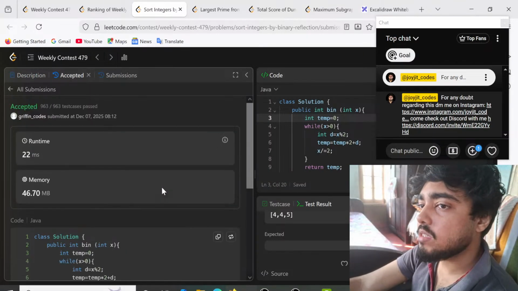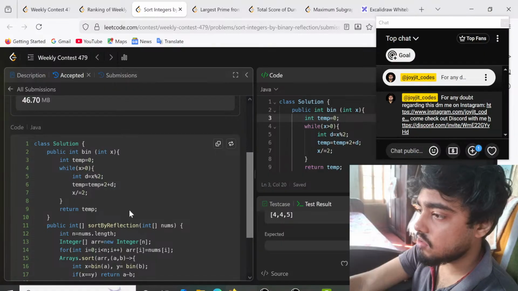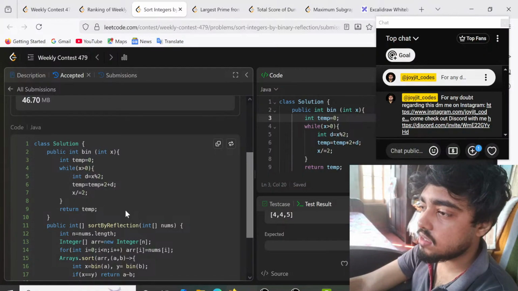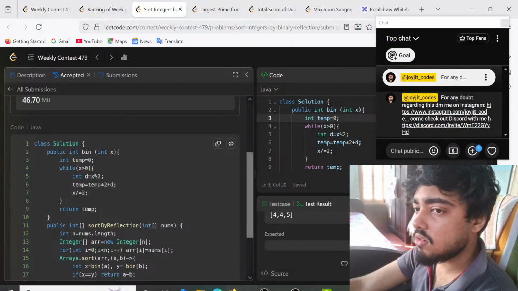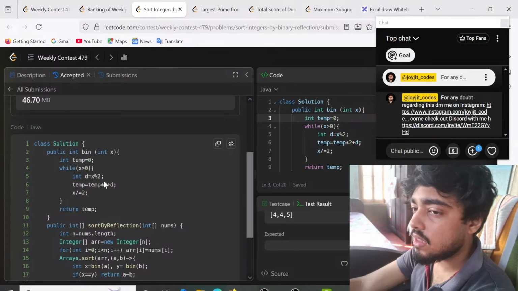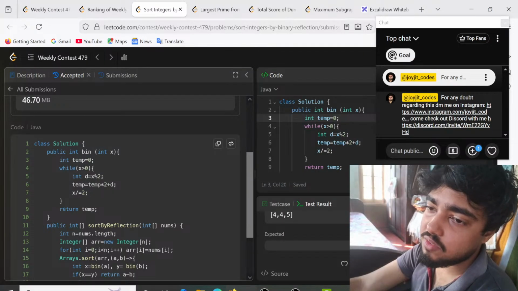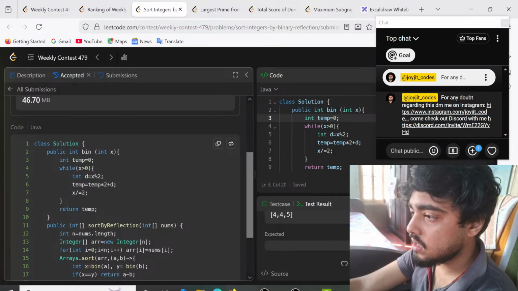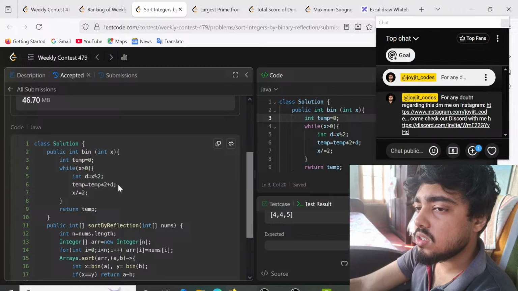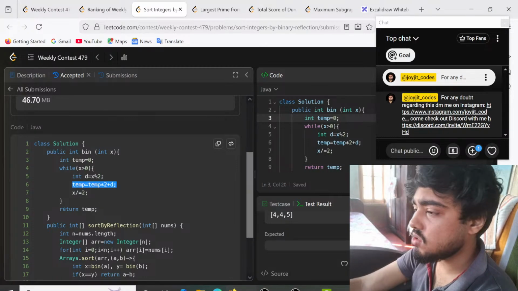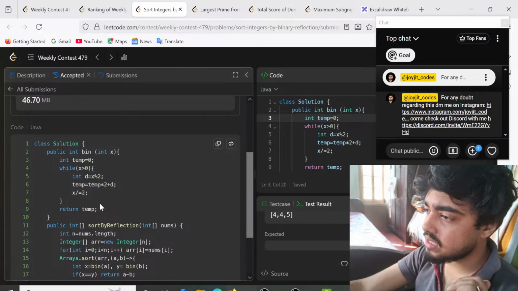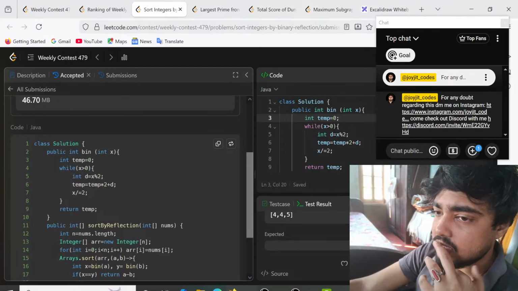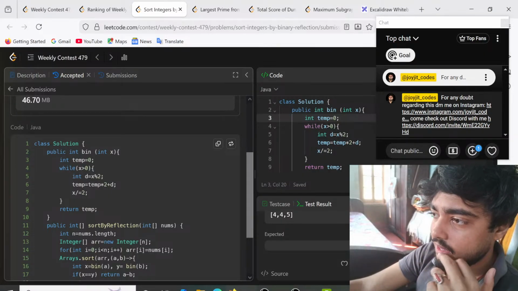Now, how to find the reverse binary, that is the only challenge, but it is also very easy. temp is equal to 0. This is very simple, you can do it by yourself. While x is greater than 0, we get the digits, and for every digit we make temp equal to temp into 2 plus d, and x is divided by 2. This is the part where the reversal is occurring, because instead of making d into 2, we are making it temp into 2 plus d. And that's pretty much it. I think we don't need anything else other than this.